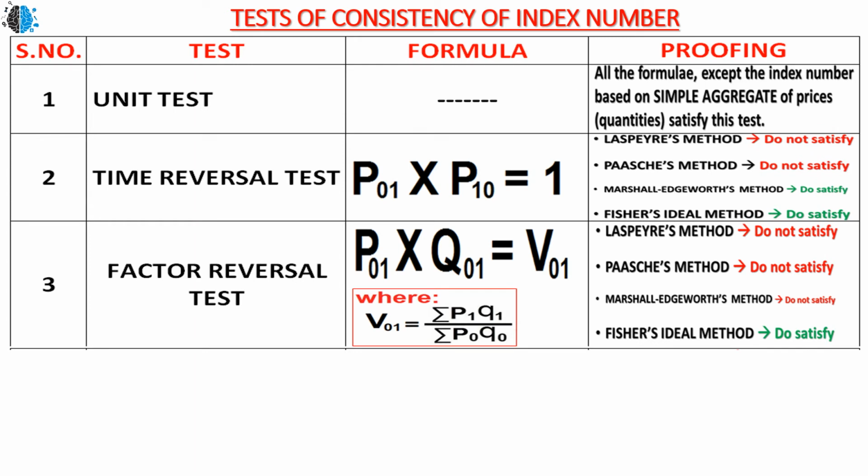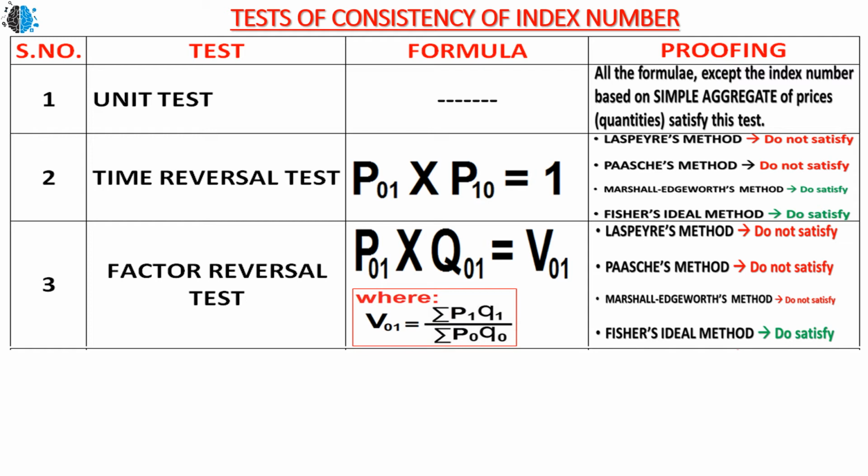What is the formula? The formula is P01 into Q01 is equal to V01. What is P01? It is the price index of the current year based on base year, into the quantity index of the current year based on base year, which is equal to the value index of the current year based on base year. Where V01 is equal to summation P1 Q1 whole divided by summation P0 Q0. This is the formula of V.